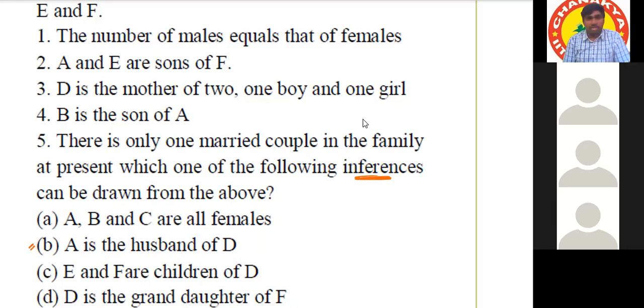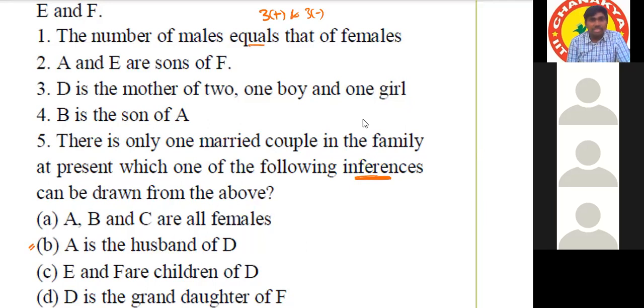Okay, shall we do it? Yes, sir. The number of males and females is equal. Equal number of males and females means there are 6 persons, so equal means 3 males, 3 females. Okay. Second statement.